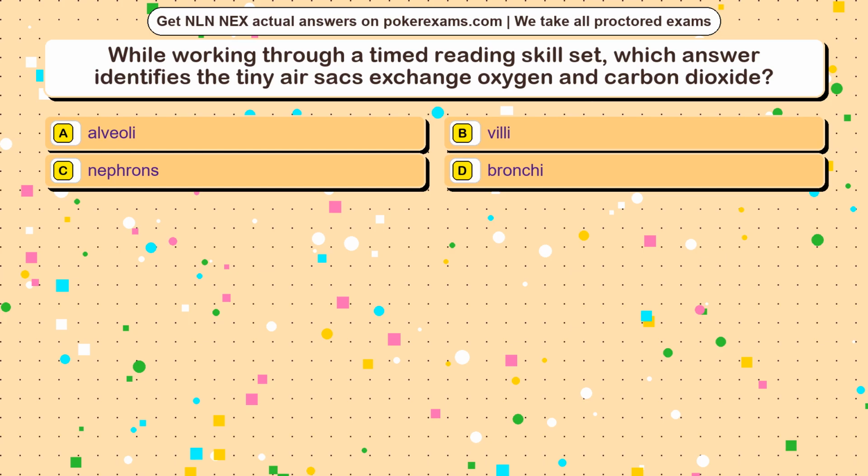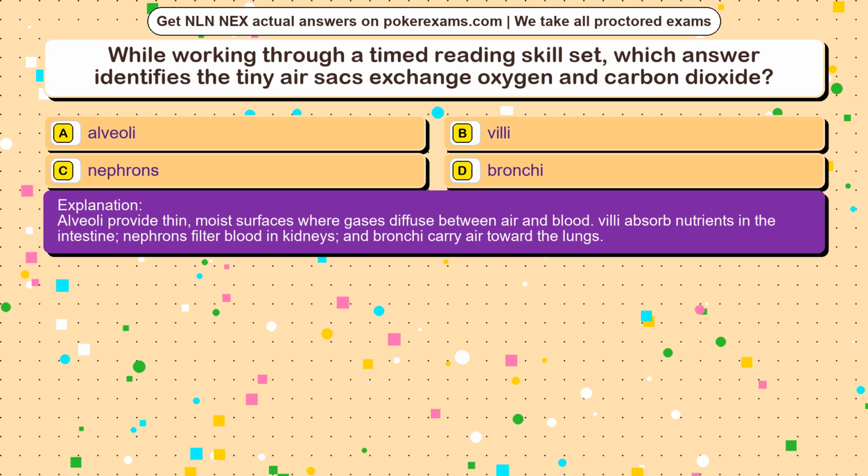The correct answer is option. Alveoli provide thin, moist surfaces where gases diffuse between air and blood. Villi absorb nutrients in the intestine, nephrons filter blood in kidneys, and bronchi carry air toward the lungs.